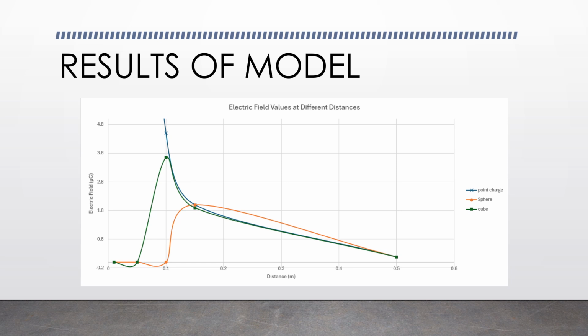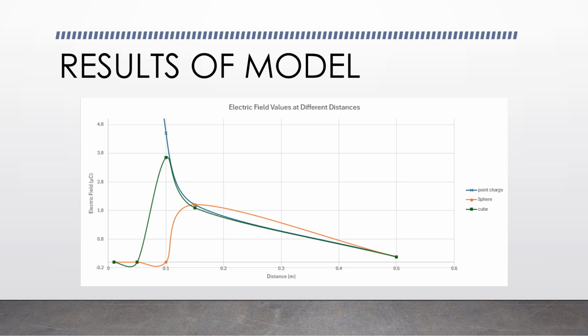As you can see, when you look at 0.5 meters away from the origin, all of the values came out to be exactly the same. When we moved down to 0.15 meters away from the origin, the point charge and the sphere were basically dead on with each other, and the cube was slightly off, but still fairly close, so I'd say they're all within the range of each other.